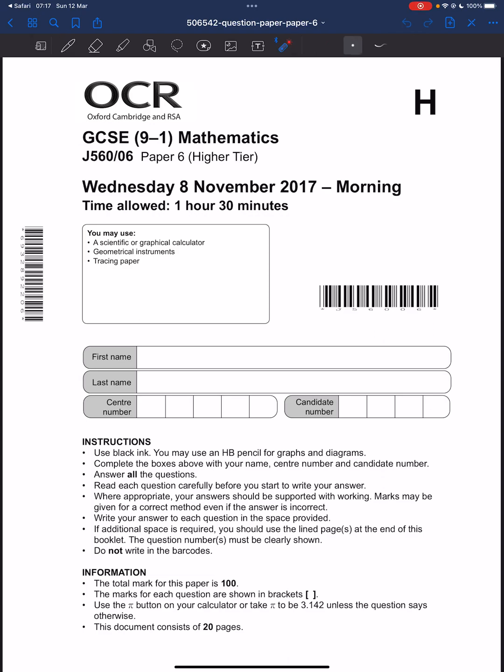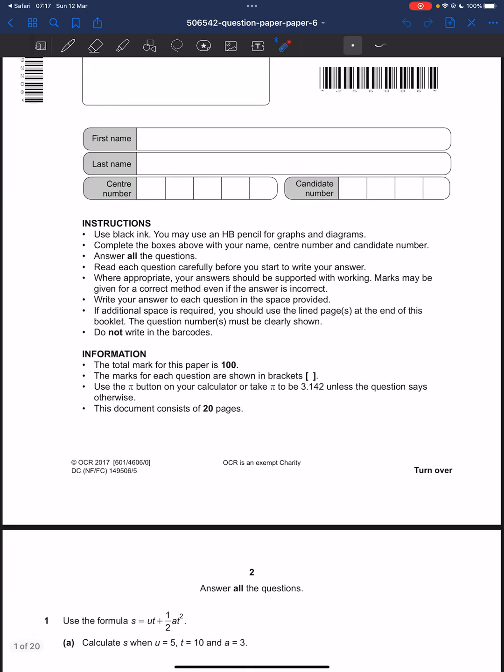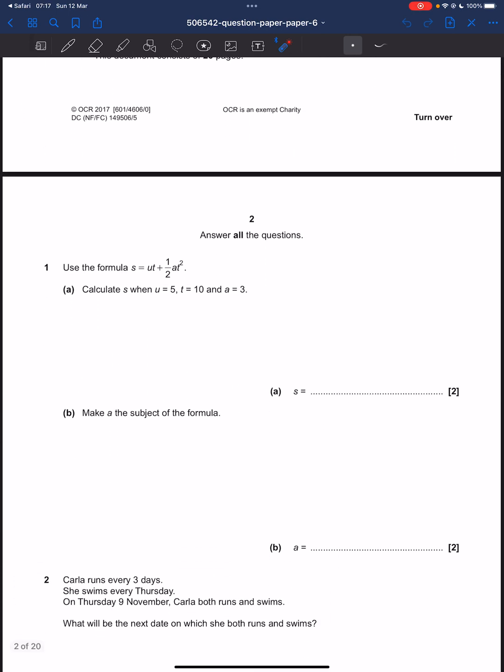This is OCR, paper 6, November 2017, and it's a calculator paper. Okay, so I've got a calculator with me.